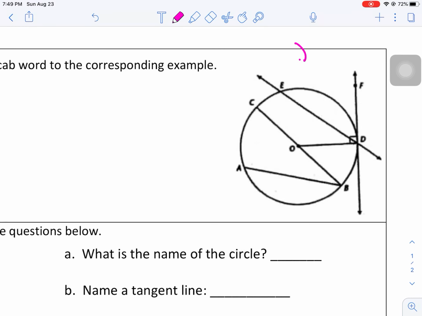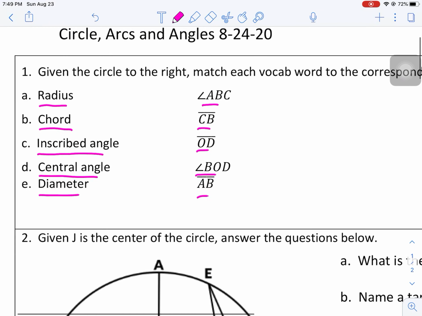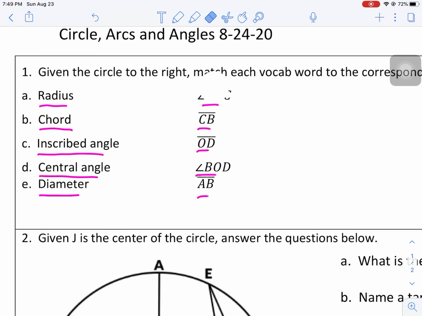So we have to start getting used to looking at this and being able to recognize right away where the radii are. Radii means more than one radius. Where a diameter is, where a tangent is, where a central angle, inscribed angle, a chord, and so on. Okay? So what we're going to do, clean this up. We're going to talk about radius.